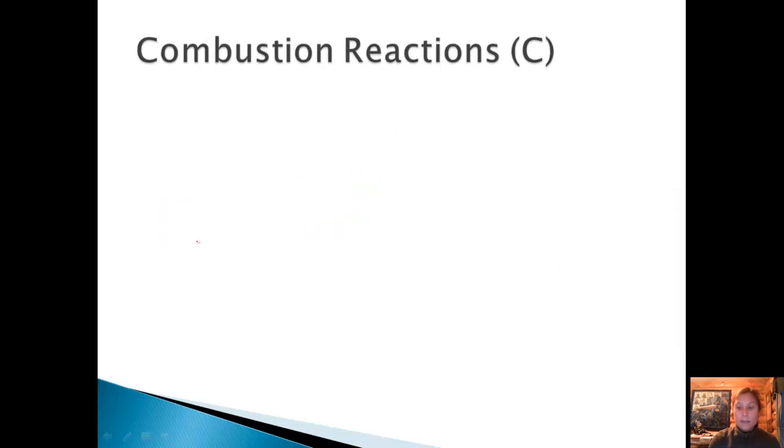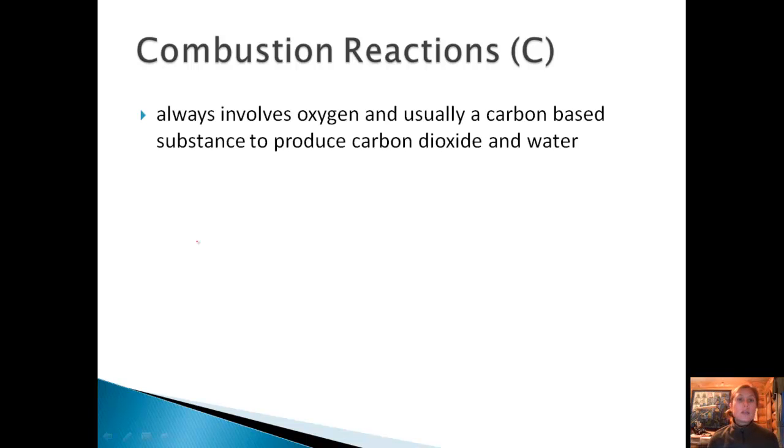Remember, cation always goes first, and A and B are our cations. Okay, another type is a combustion reaction. When you combust something, you usually burn it. And so this always involves oxygen as one of your reactants, and usually a carbon-based substance, so anything organic. Logs are organic. We know wood and logs burn very well. Anything with carbon and hydrogen usually, and sometimes oxygen as well. And the two products are always going to be carbon dioxide and water. So again, this one is pretty easy to identify because you always have oxygen and some carbon-based substance as your reactants, and carbon dioxide and water are always going to be your products.